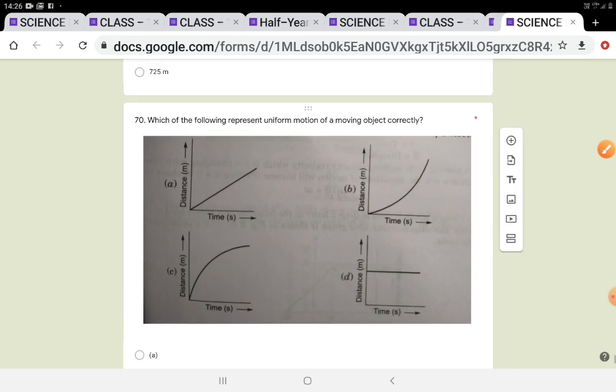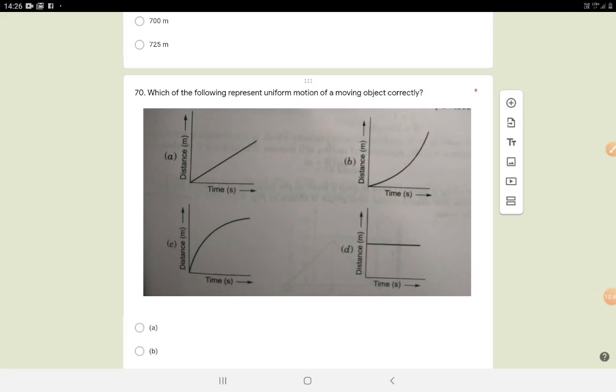Okay, and this one is our last question. Which of the following represents uniform motion of a moving object correctly? There are 4 graphs. What do you think? Which graph is most appropriate? Which of the following represents uniform motion of a moving object correctly?